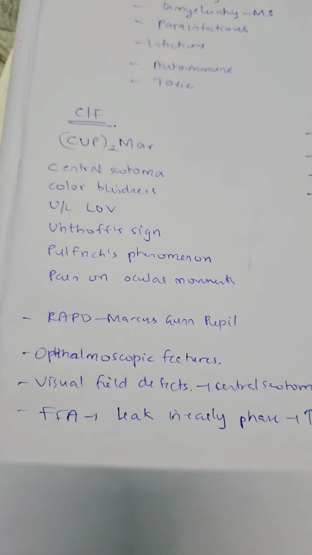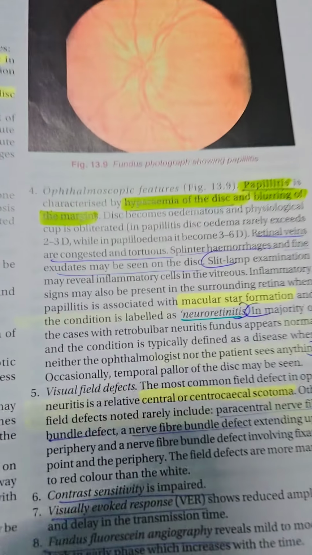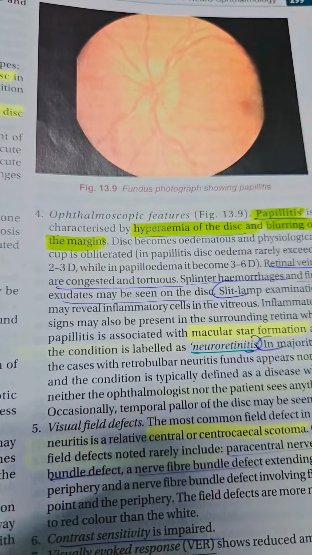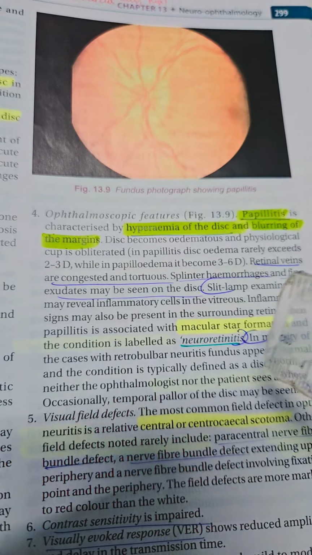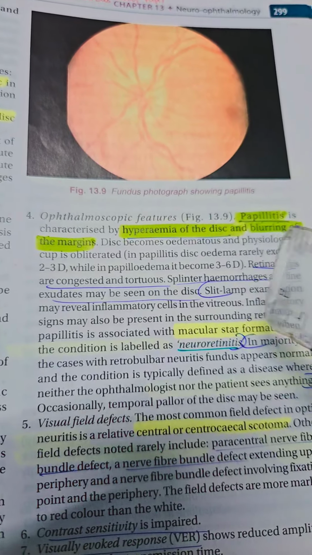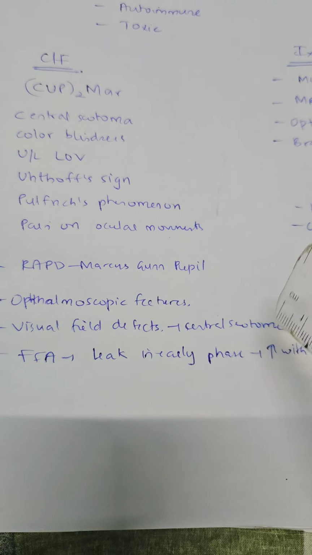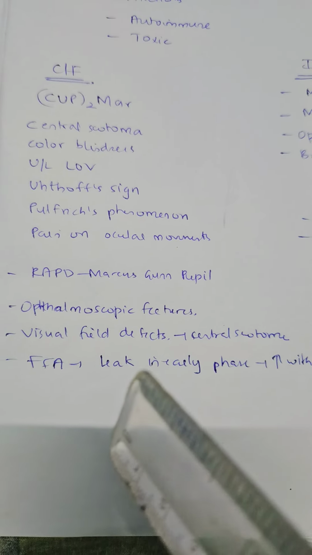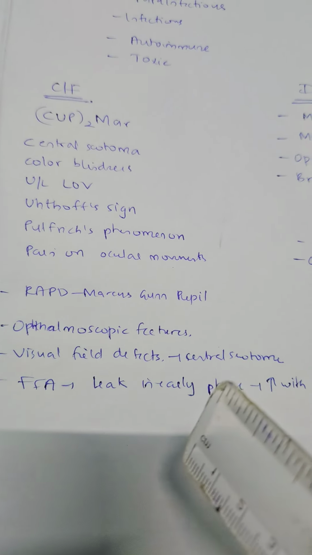And ophthalmological features include, in the case of papillitis, there can be hyperemia of the optic disc surrounded by blurring of margins. And in neuroretinitis, you can see a macular star formation. Okay, now visual field defects, there can be central scotoma, and in FFA, that is fundus fluorescein angiography, you can see a leak which increases with time.